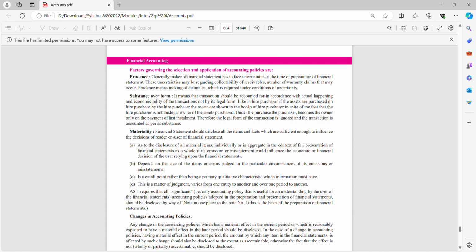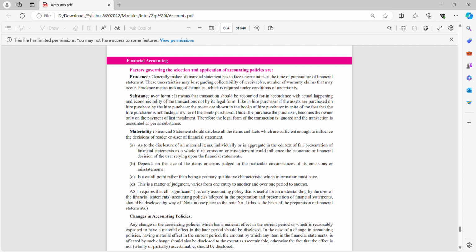Then we have the next concept, materiality. Financial statements should disclose all the important items and facts which are sufficient enough to influence decisions of the readers or users of financial statements. As to the disclosure of all material items, individually or in aggregate, in the context of the fair presentation of financial statements as a whole, if the omission or misstatement could influence economic or financial decisions of users relying upon the financial statements, it depends on the size of the items or errors judged in the particular circumstances of its omission or misstatement.